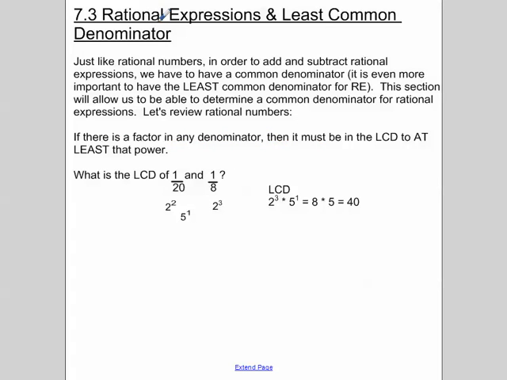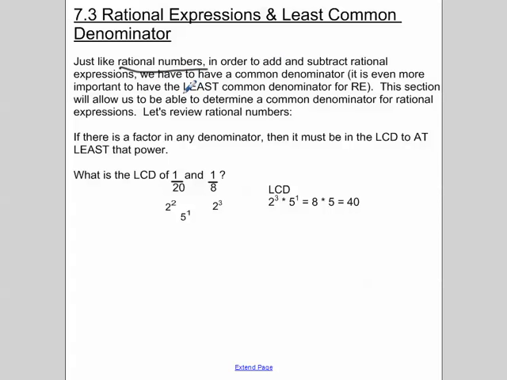A lot like rational numbers, rational expressions are going to be very similar. Like rational numbers, in order to add and subtract, which is our goal, these fractions or rational expressions with polynomials, we have to have the least common denominator, just like in fractions. And it's really important to have the least common denominator.